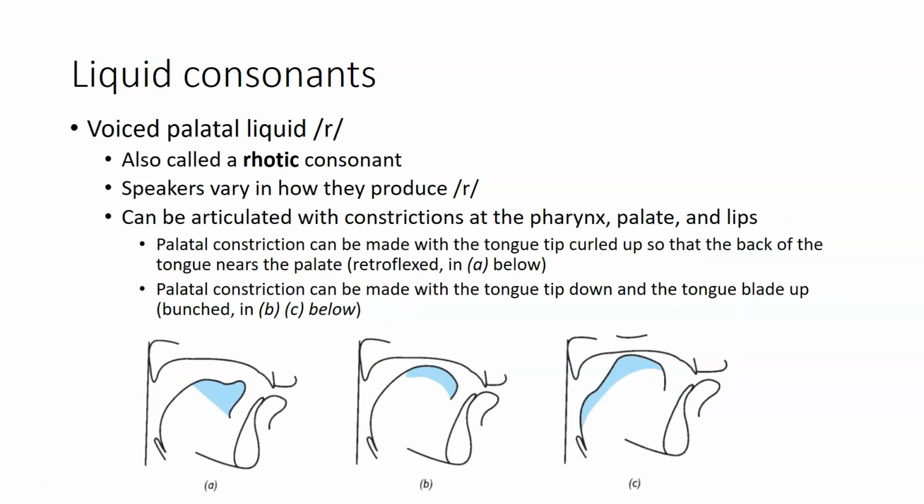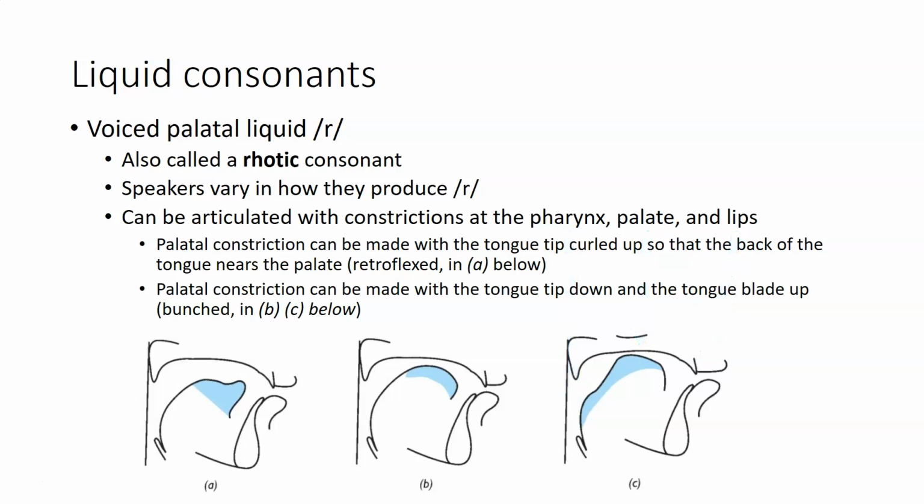The other liquid consonant is the rhotic consonant. There's a wide variety of productions in the r consonant sound. The acoustic effects that a rhotic sound gives can be created by constrictions at the pharynx, the palate, and the lips, and many speakers use all three of these constriction regions.